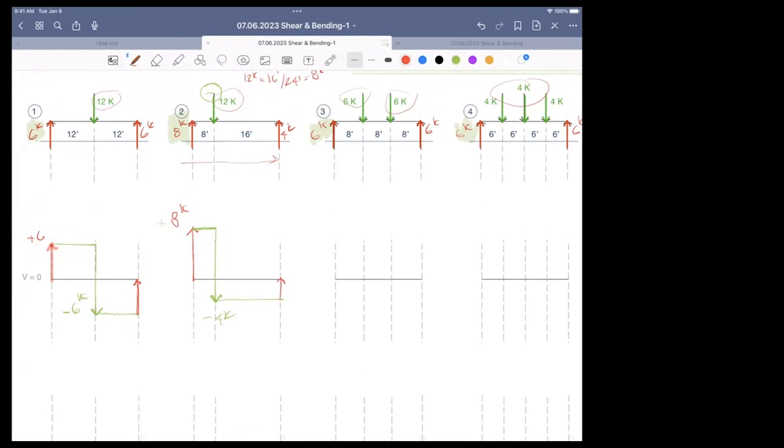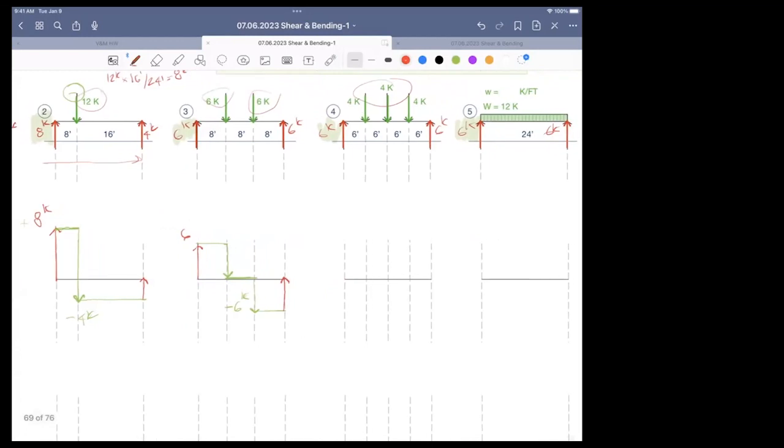Otherwise, something's wrong. The next diagram says go up 6 kips. No change. Then lose 6 kips. You're back at 0. Then there's nothing going on. Then lose another 6. You're at -6. And then travel across. And then there's a reaction, brings me back to 0. Very good. Things are looking good.